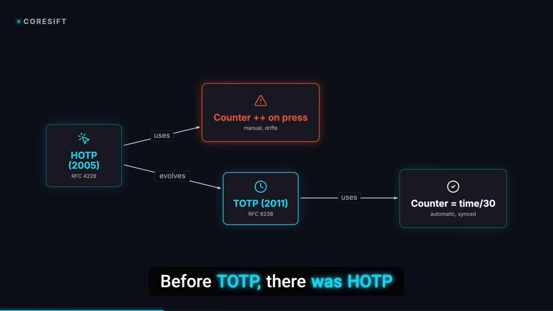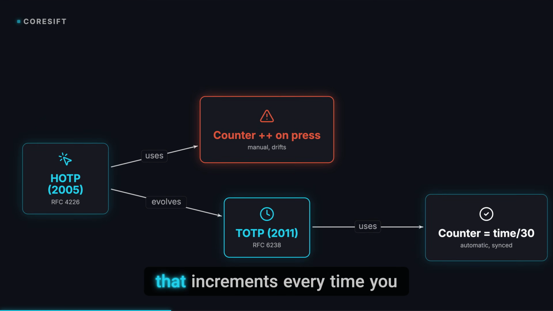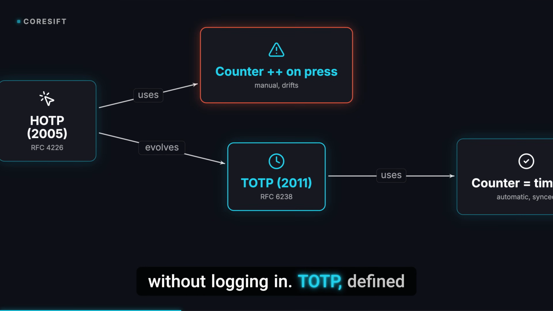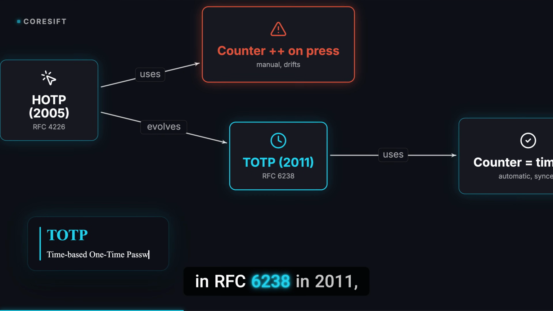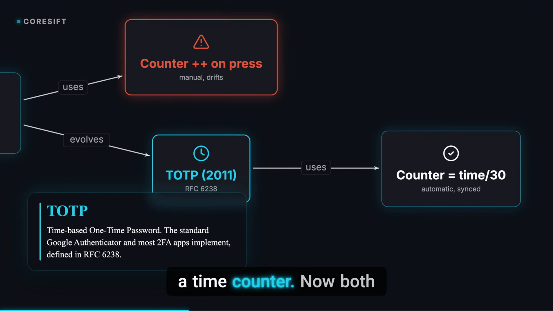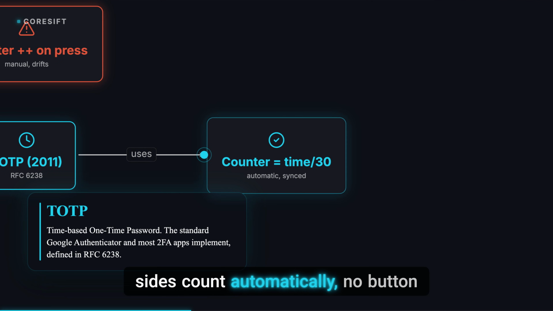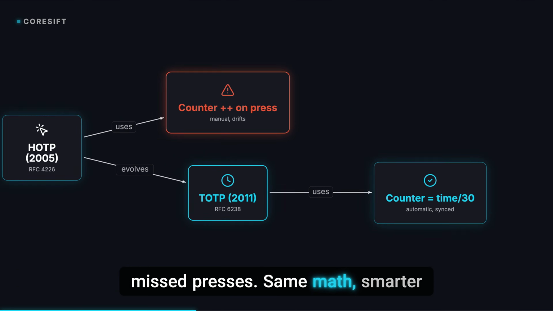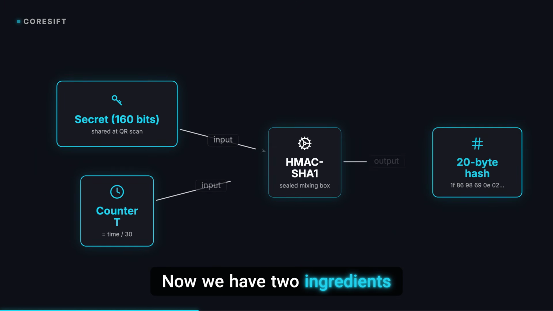Before TOTP, there was HOTP, RFC 4226, published in 2005. HOTP uses a counter that increments every time you press a button. The problem? The phone counter and the server counter can drift apart if you press the button without logging in. TOTP, defined in RFC 6238 in 2011, swapped the manual counter for a time counter. Now both sides count automatically. No button presses needed, no drift from missed presses. Same math, smarter input.